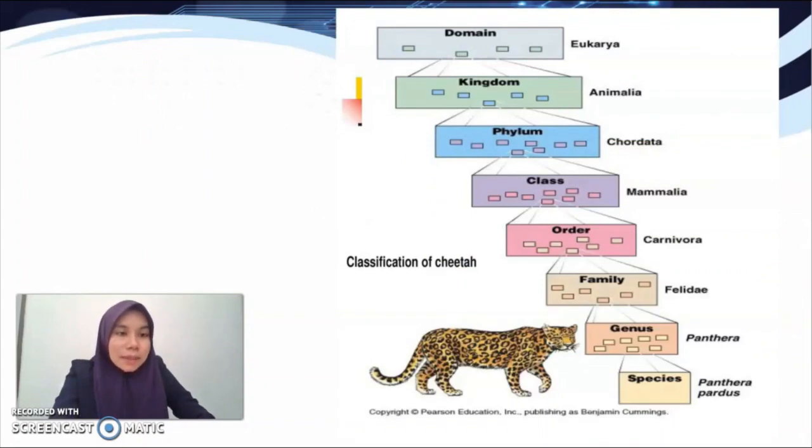This is an example of hierarchical classification for cheetah. The domain is Eukarya. The kingdom is Animalia. The phylum is Chordata. The class is Mammalia. The order is Carnivora. The family is Felidae. The genus is Panthera. And the species is Panthera pardus. The scientific name for cheetah is Panthera pardus.